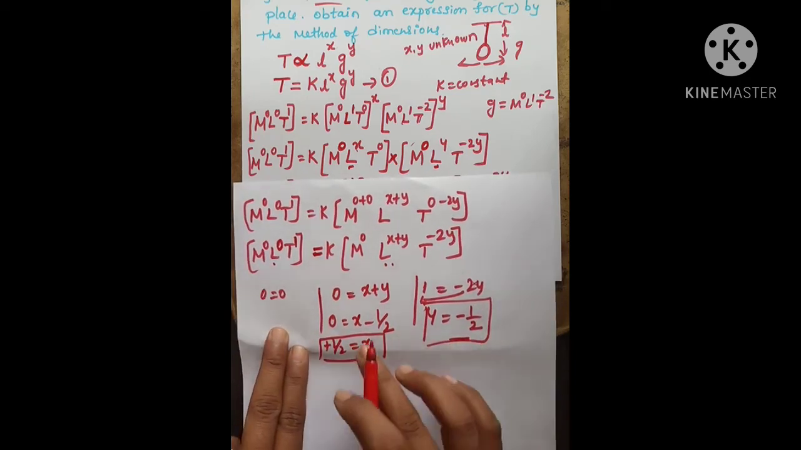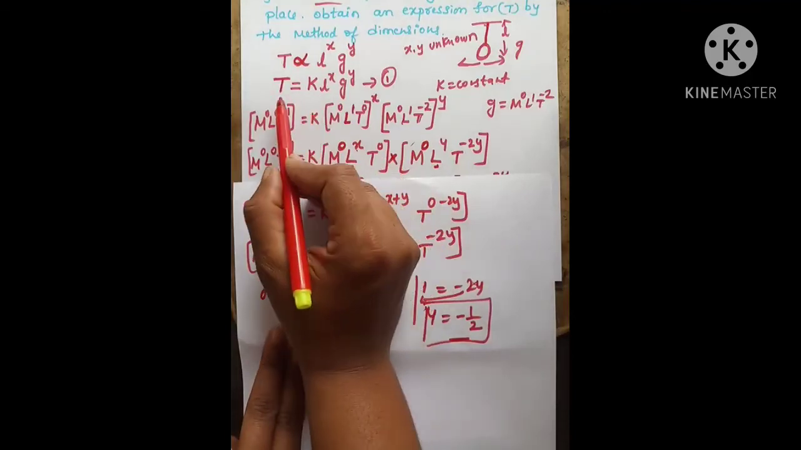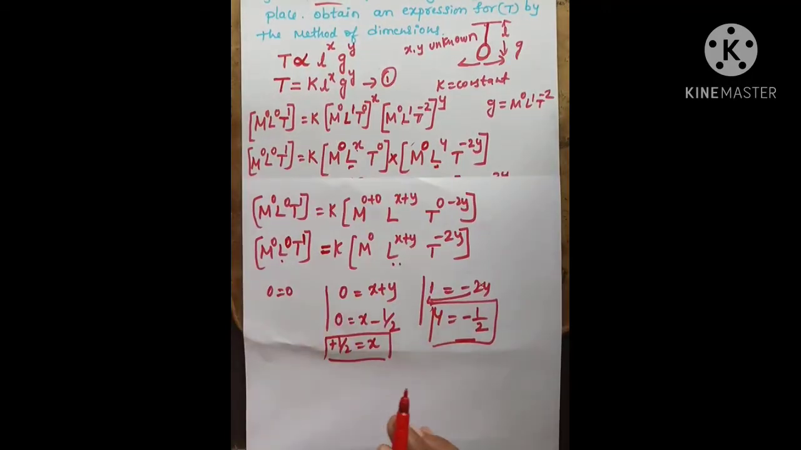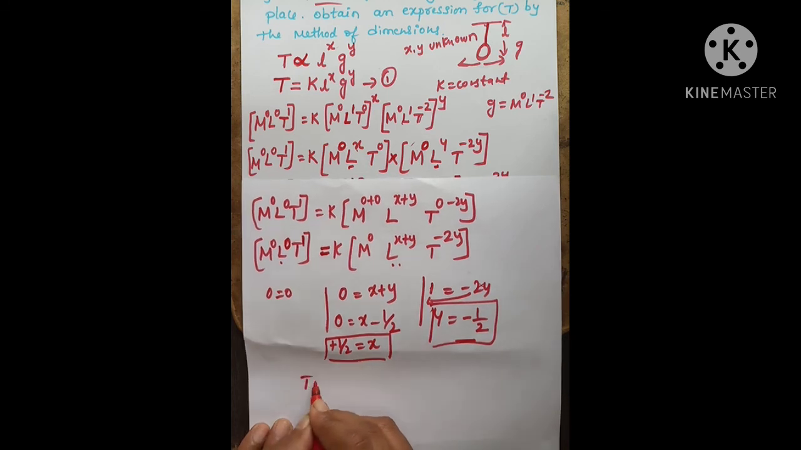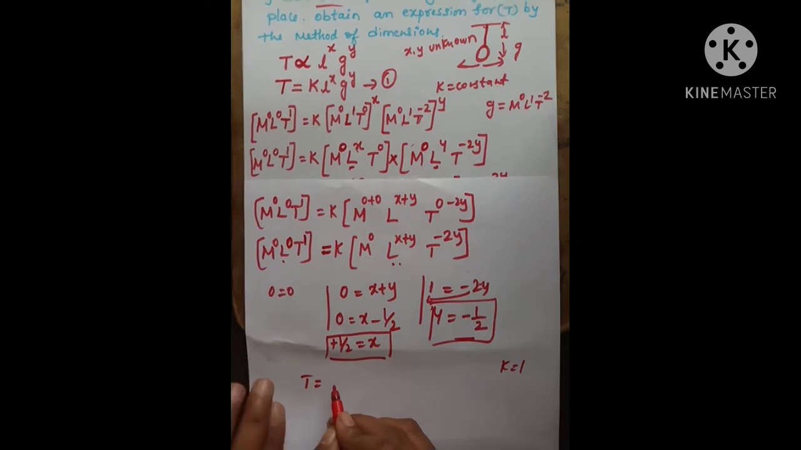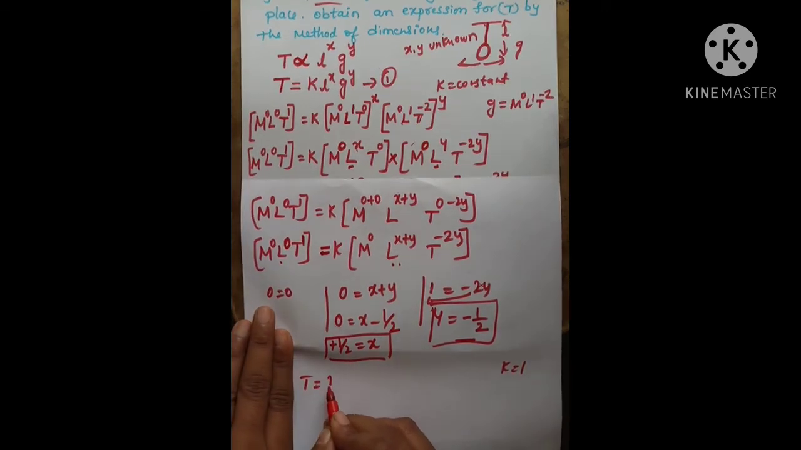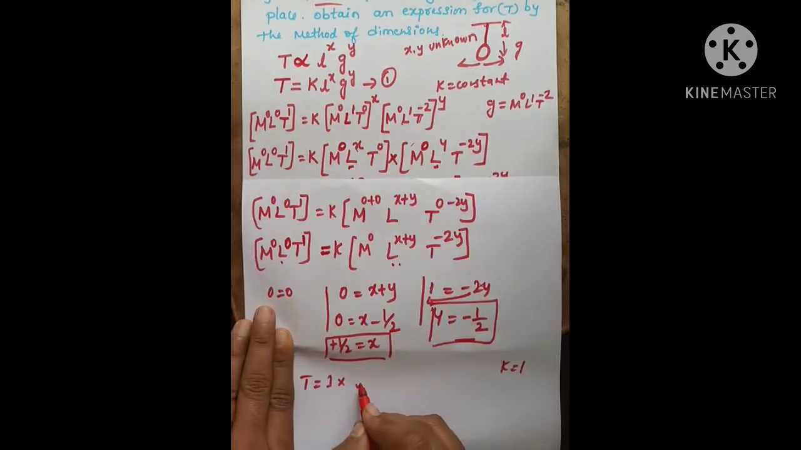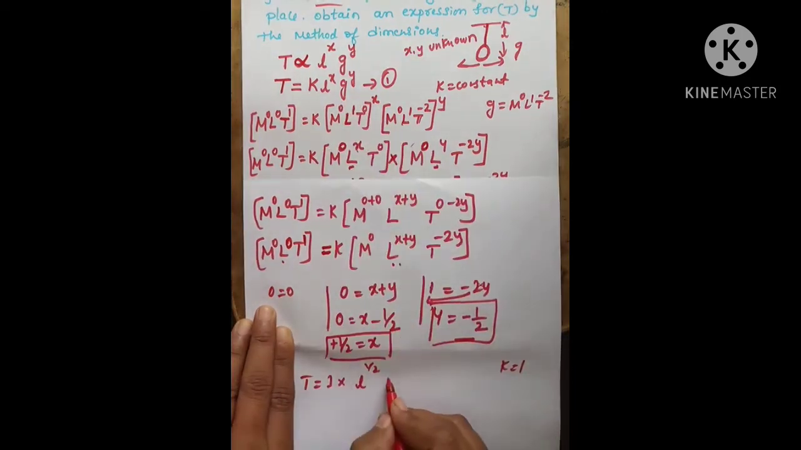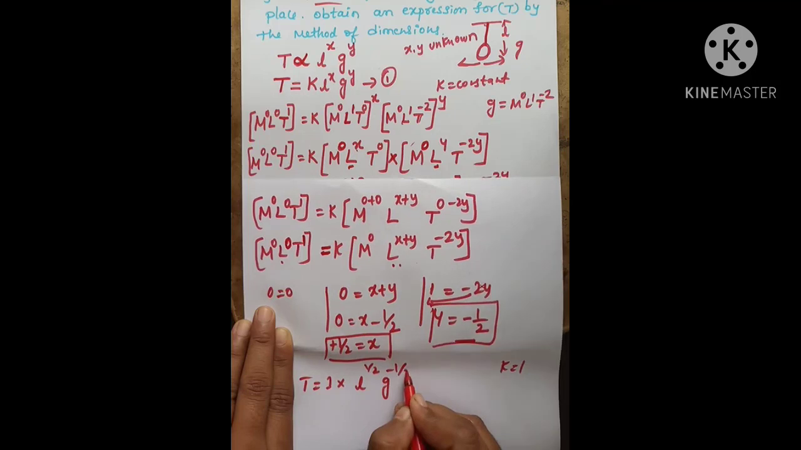Substitute these values in equation 1. Equation 1 means t is equal to k into L to the power of x, g to the power of y. Therefore t is equal to, the value of k is 1, the proportionality constant value is 1, k is equal to 1 into L to the power of, what is the value of x? Half. Then g to the power of y means minus half.